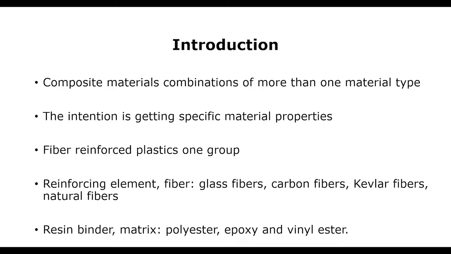Among the different types of composite materials, fiber reinforced plastics are highly applicable composite material groups. As the name indicates, there is a reinforcing fiber. These fibers may be glass fibers or carbon fibers or Kevlar fibers. Glass fiber is a ceramic type of fiber, and carbon fiber, as the name indicates, is carbon. And also there are natural fibers like bamboo, which is now an active research area.